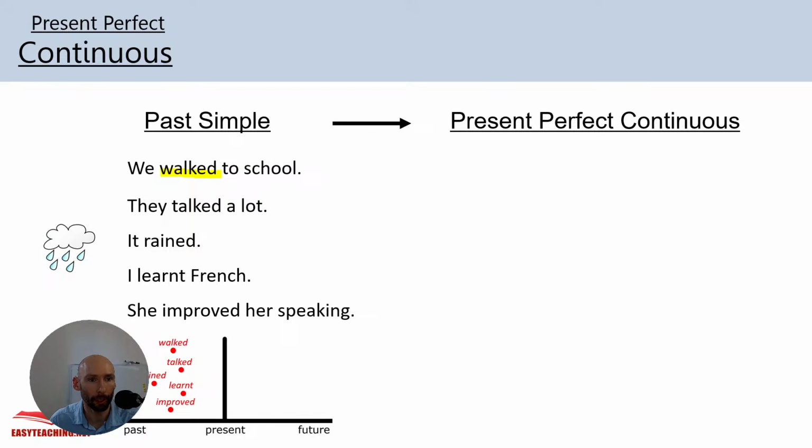Okay, this graph here shows how each of these actions, walked, talked, rained, learnt, and improved, have all occurred at a single point in the past. Now, to turn the first one into present perfect continuous, it would look like this. We have been walking to school. That takes the action of walk and it brings it into the present. Take a moment and see if you can have a go at the next couple by yourself.